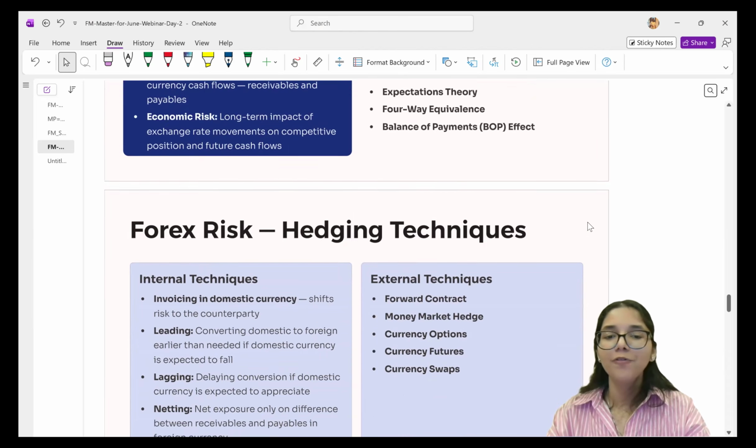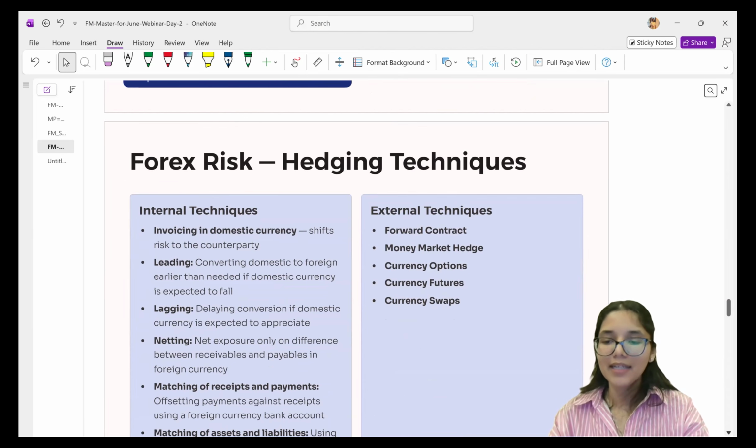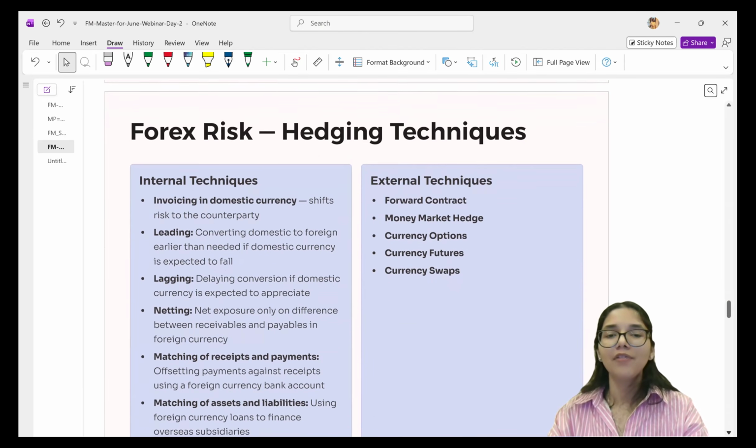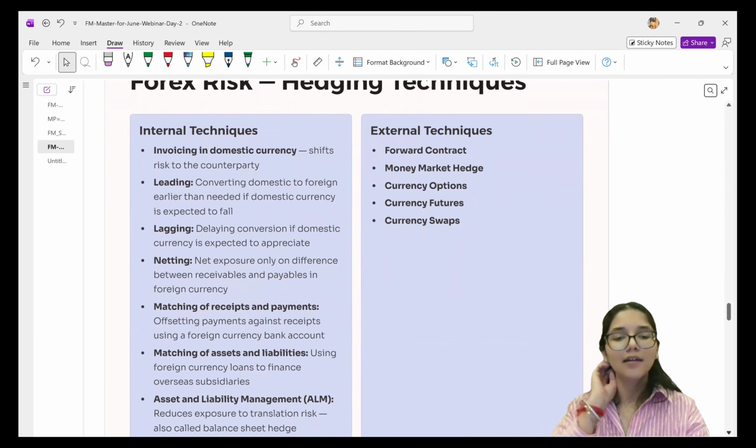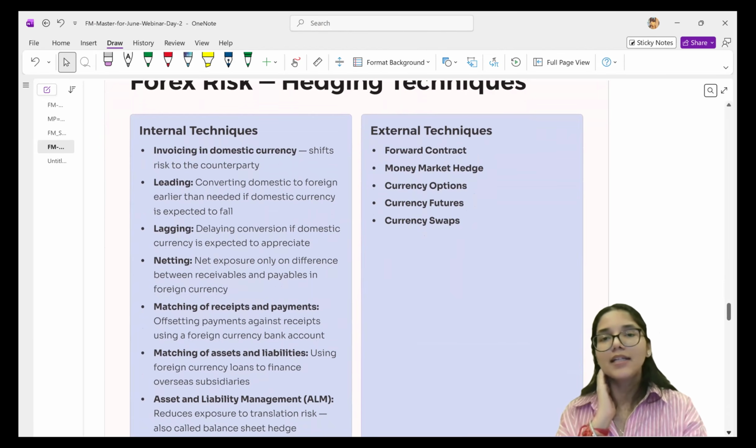Okay, now we move forward to some of the hedging techniques that we have studied as part of this particular chapter. So we have learned 2 different categories of the techniques. First is your internal techniques. Then we have studied about the external techniques. So within internal techniques, we've studied about invoicing in the domestic currency.